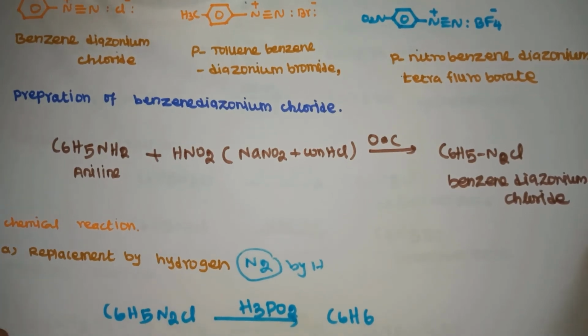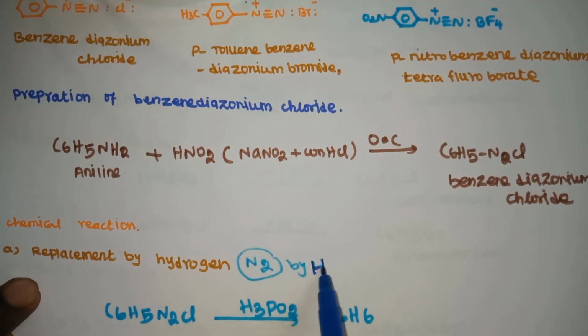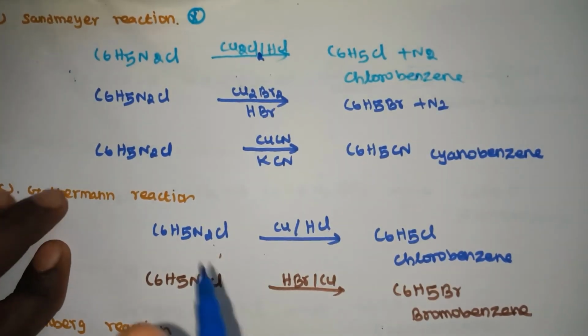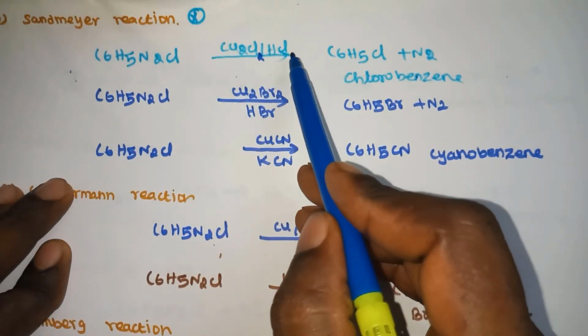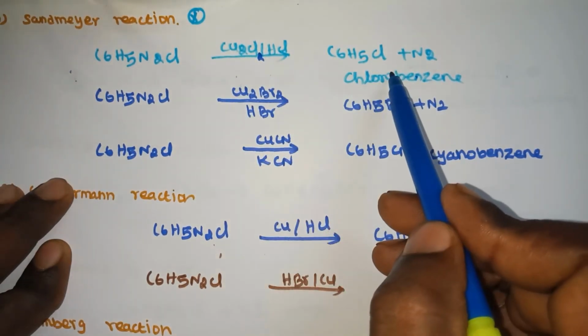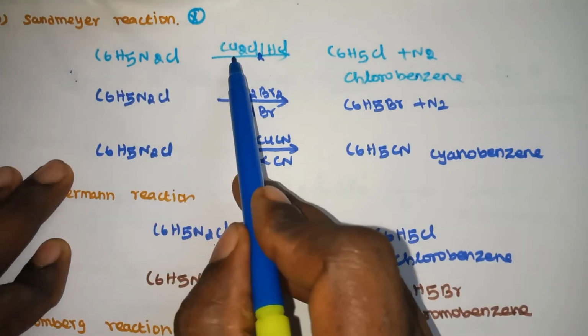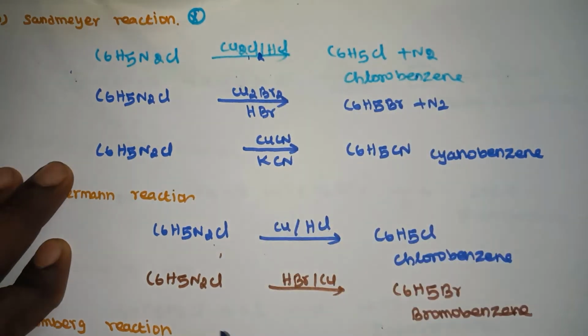Next chemical reaction. First one, replacement by hydrogen. That means the diazo group is replaced by hydrogen when benzene diazonium chloride reacts with hypophosphorous acid to form benzene. Next one is the Sandmeyer reaction. When benzene diazonium chloride is treated with cuprous halide in the presence of hydrogen halide, it forms aryl halides. One example: when benzene diazonium chloride reacts with cuprous chloride in the presence of hydrogen chloride, it forms chlorobenzene.